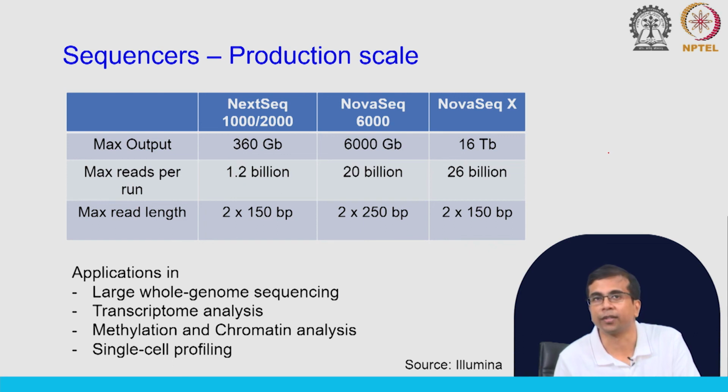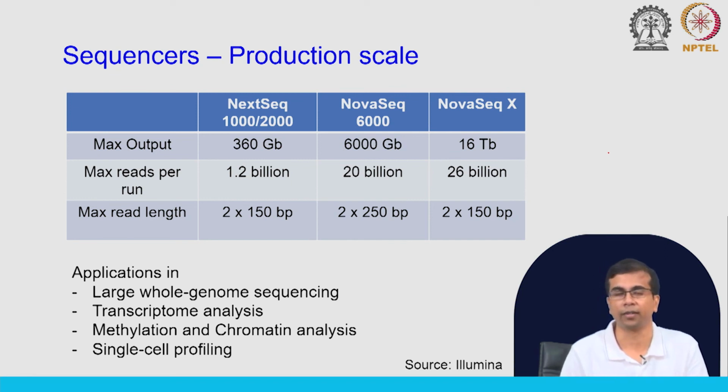And these production scale sequencers have applications in large genome sequencing. So, if you are working on big genomes, you will use these sequencers. They are also used for transcriptome analysis, where you want to look at gene expression of all genes in the genome, not just targeted analysis, and also for methylation and chromatin analysis and single cell profiling.